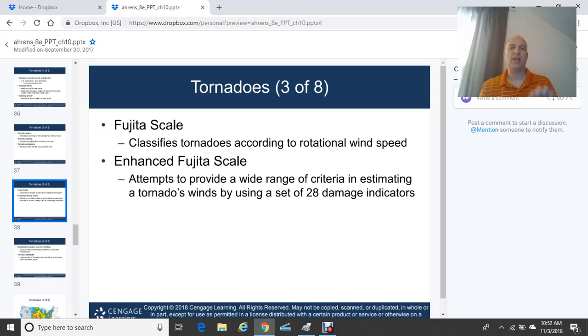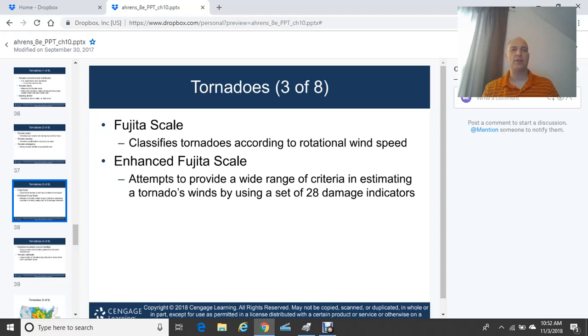But it uses a set of 28 damage indicators now. So we've broadened the Fujita scale, and now we're looking at other criteria in determining, was that an EF1 tornado, an EF3 tornado?